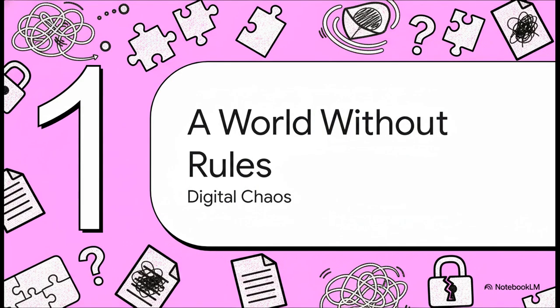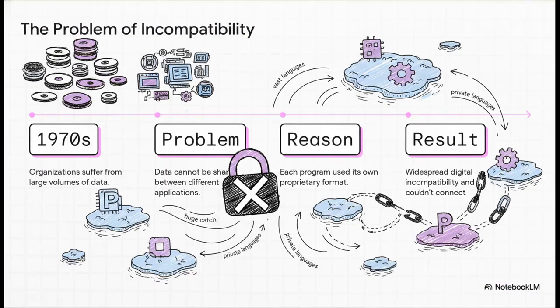So, to really get why this matters, let's just imagine a world without these rules. It was a time of digital chaos, really, where sharing something as simple as a file was, well, anything but simple. This really gets to the heart of the problem in the early days of computing. Back in the 70s, companies were starting to collect huge amounts of digital data. The big catch, though, was that data made in one program was basically useless in another. Every single application spoke its own private language, creating these little digital islands of information that just couldn't talk to each other.